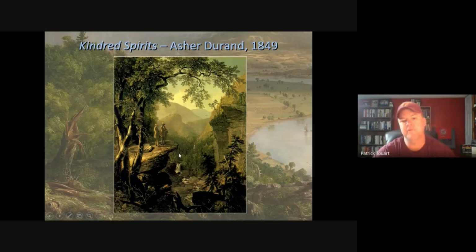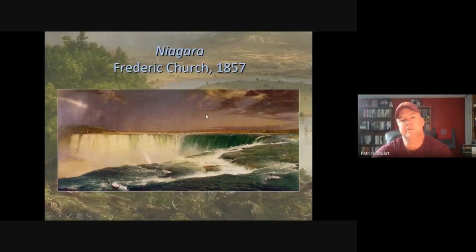Great use of perspective. Here we have an introduction to what will become known as luminism, gorgeous use of light. Frederick Church's Niagara, if you've ever been to Niagara Falls, this is without all the sort of hotels built around it, you know, but really gorgeous place. Western New York, keep that in mind.